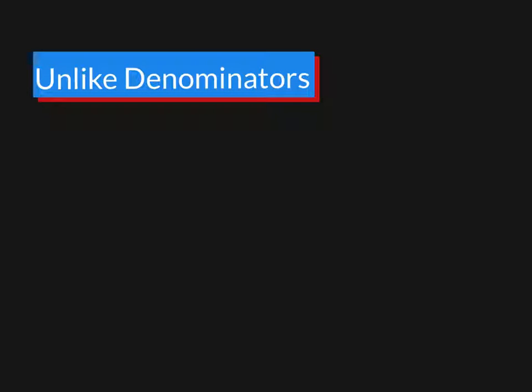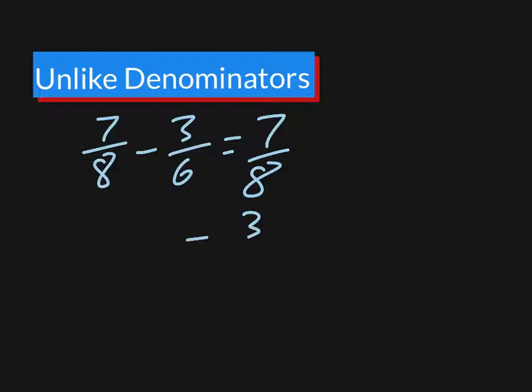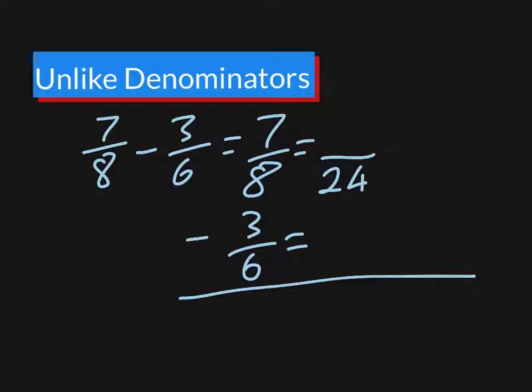Let's try another example. Say we have 7/8 minus 3/6. And we're going to find a common denominator. Okay, now 6 does not divide evenly into 8, so we're going to take that biggest number and try multiplying it by 2 and 3 and so on. So 8 times 2 is 16. Does 6 go into 16? Well, no, it doesn't. 8 times 3 is 24. Does 6 go into 24? Yes, it does. So we'll use 24 as the common denominator.